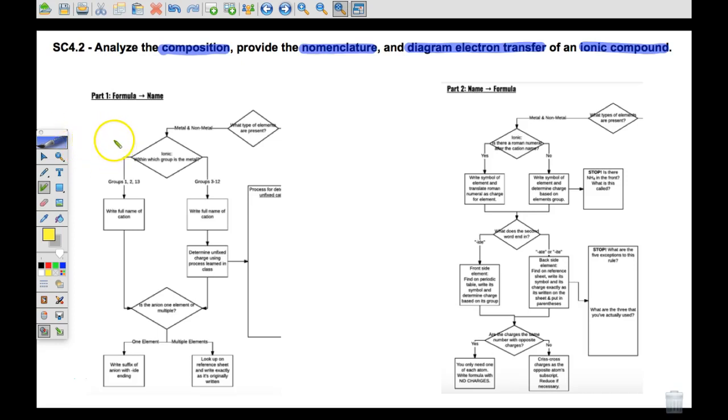On the front, find a highlighter, and we're going to highlight the pathway we'll be focusing on today. Whenever we see a flowchart, we always start with one specific question. And in this case, we'll be asking ourselves what types of elements are present. Because we're focusing on ionic compounds, the answer to that question will be metals and nonmetals. So the next question you'd ask yourself is which group is the metal? Because we're focusing on type 1 compounds, the answer would be groups 1, 2, or 13.